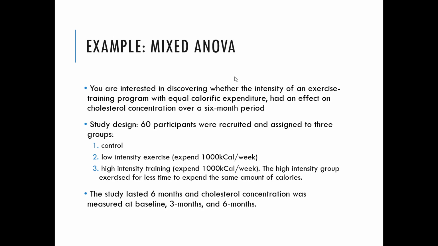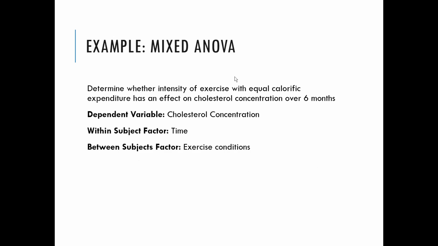That would be an example where we would use a mixed ANOVA because we have this within group factor, our time, so baseline, 3 months, and 6 months. And then we have a between group comparison or factor, control, low intensity, and high intensity exercise, since individuals could only be in one of those 3 groups. So this is just breaking it down. The dependent variable, our outcome, is cholesterol concentration. Our within subjects factor is time. And our between subjects factor is exercise conditions.